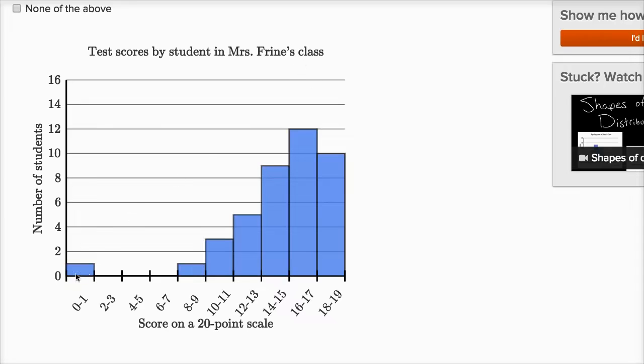So you had one student who got between a 0 and a 1 on a 20-point scale, maybe out of 20 questions. And then you see that no students got between 2 and 3, or 4 and 5, or 6 and 7. Then we have another student who got between 8 and 9. Looks like 3 students got between 10 and 11. And then we keep increasing. This looks like about 12 students got 16 or 17, or something in between, maybe if you could get decimal points on that test. And then it looks like 10 students got from 18 to 19.